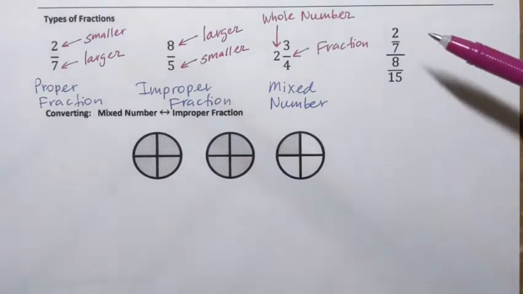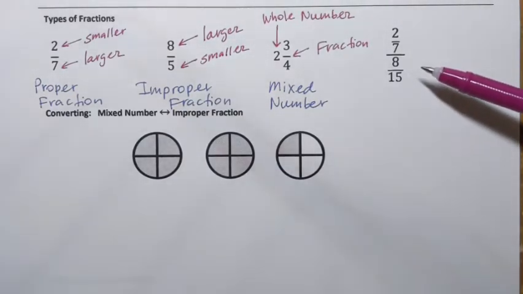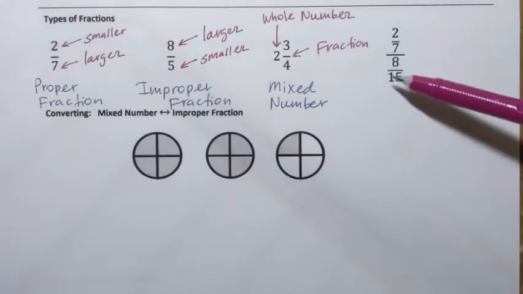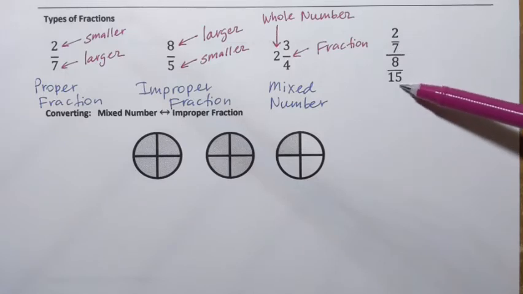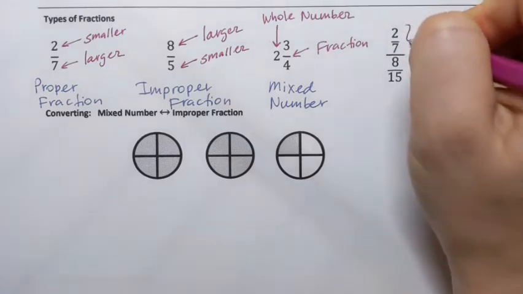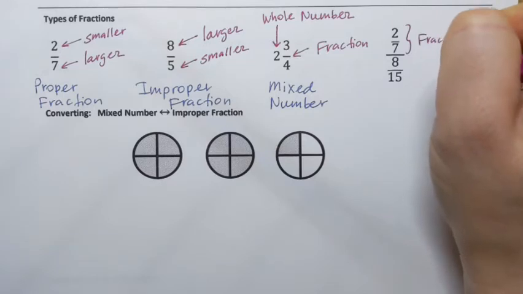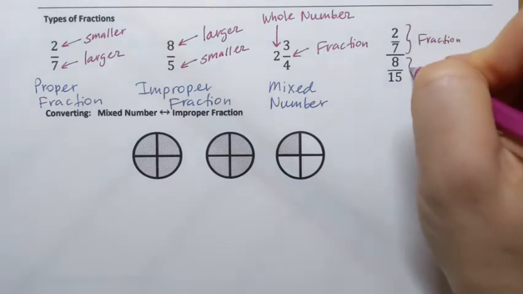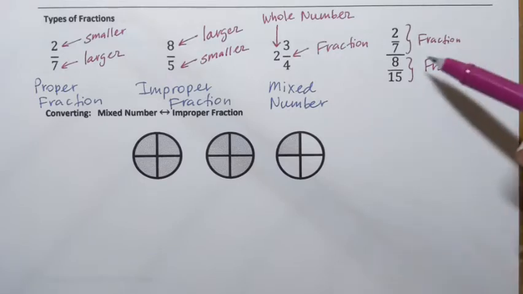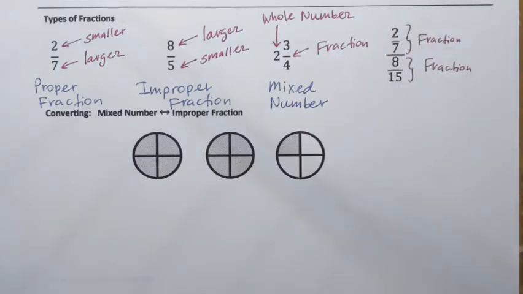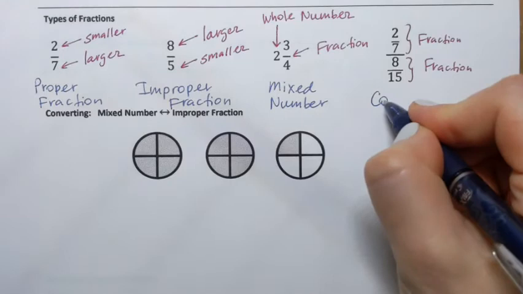And finally, the last example is called a complex fraction. Notice that this fraction has another fraction in the numerator and another fraction in the denominator. So this is a fraction, and in the denominator it's also a fraction. And the overall number is called a complex fraction.